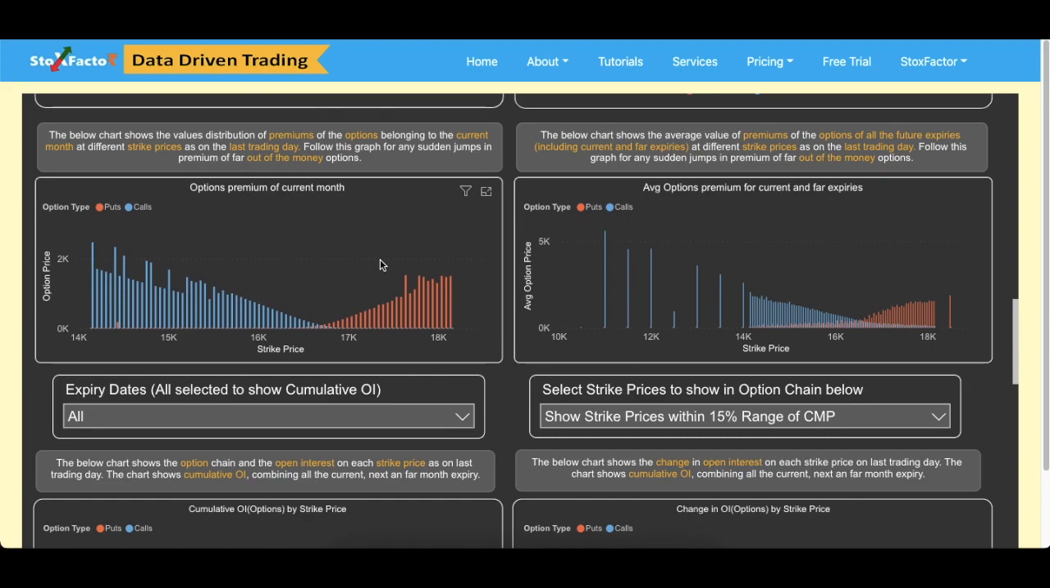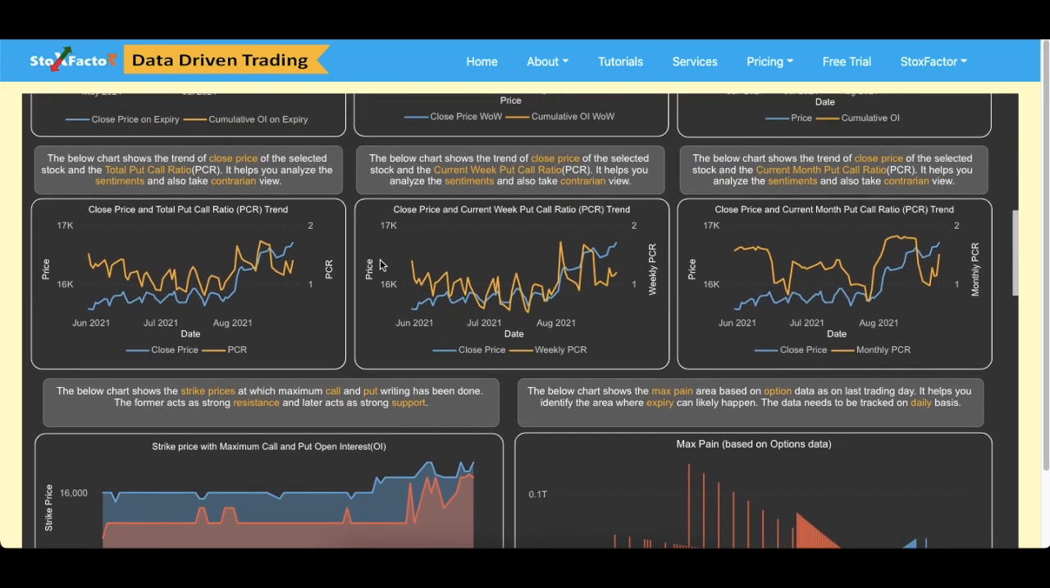Also friends, apart from this, we have also added two new graphs. You can see earlier we were only showing this graph for the PCR, that is the cumulative PCR. It means combining the puts and calls for all the expiries, current month, near month and far, and then calculating the PCR ratio. So this gives you an overall holistic picture. But apart from this, we have also added weekly put call ratio and monthly put call ratio. This put call ratio is calculated based on the current weekly expiry, and similarly this is based on the current monthly expiry, right? So this is just to identify the opportunities.